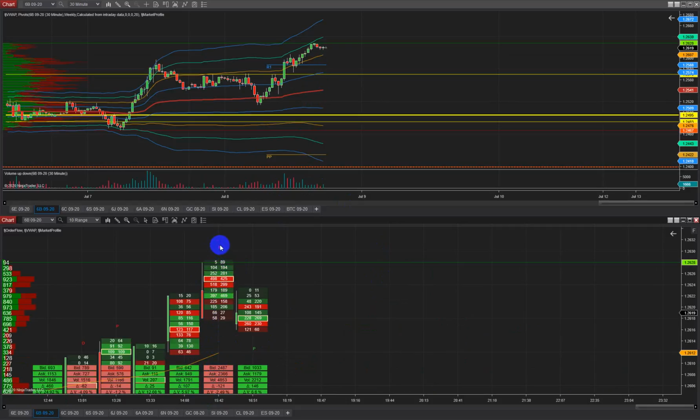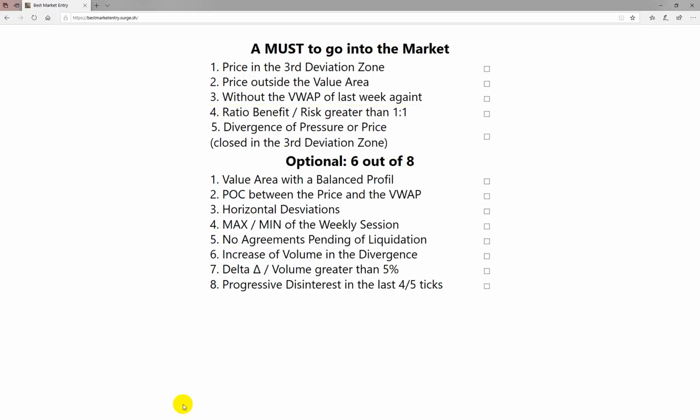It was a divergency of price. So the price, we see the delta is negative, the pressure is negative, but it's positive, the price respects the last candle. So we can say that all these 5 are okay, they must go. Now I can look at the market.